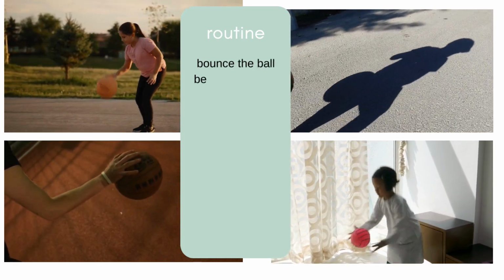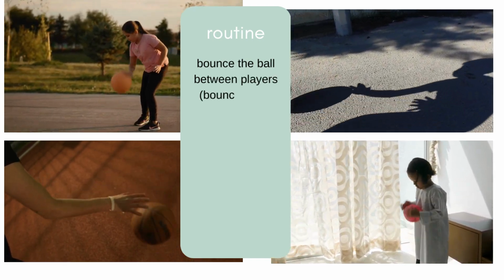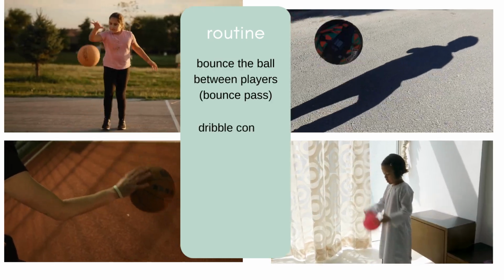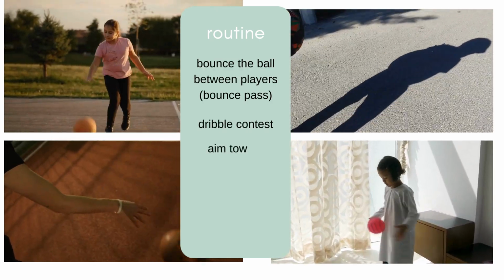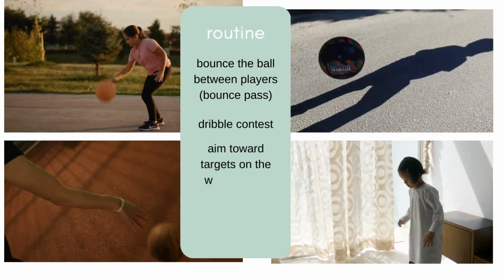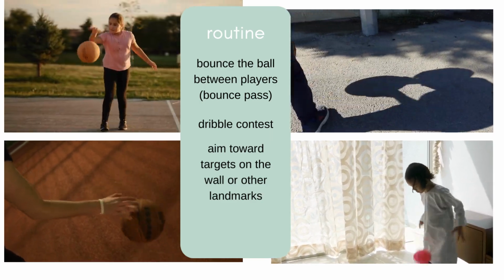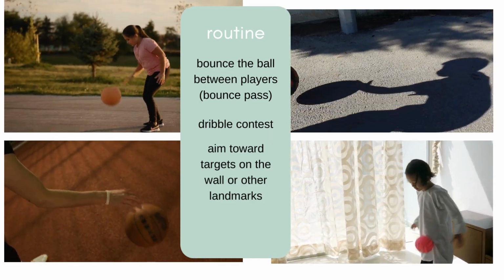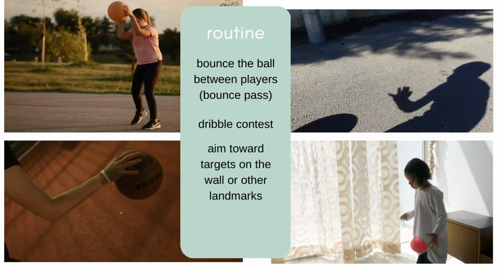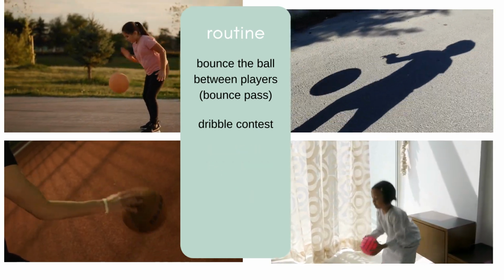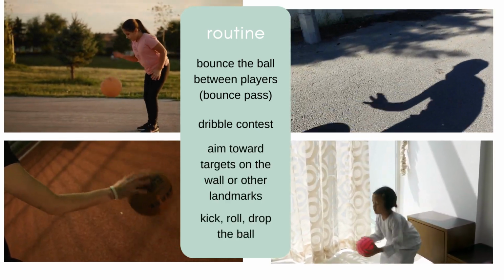There are so many routines that we can set up with a ball game. We can bounce the ball between players like a bounce pass or monkey in the middle. We can have a dribbling contest. When we throw a ball, we can aim toward targets on the wall or other landmarks. That's something that I do when I have to use flashcards, or when it's really convenient to use a flashcard. I just tape them on the wall and we throw a ball and try to hit those targets. It's another way to sneak in some practice of the flashcards. And of course, you can kick, roll, and drop the ball. Now that you have the idea, here are a bunch of examples.